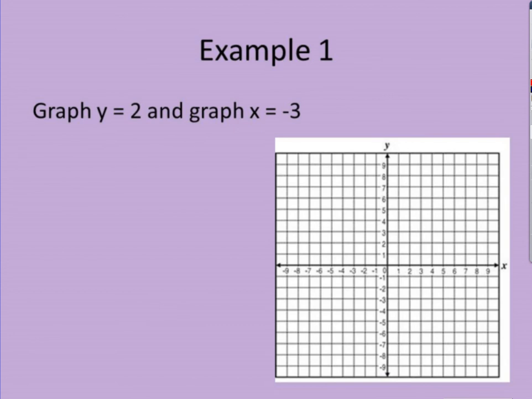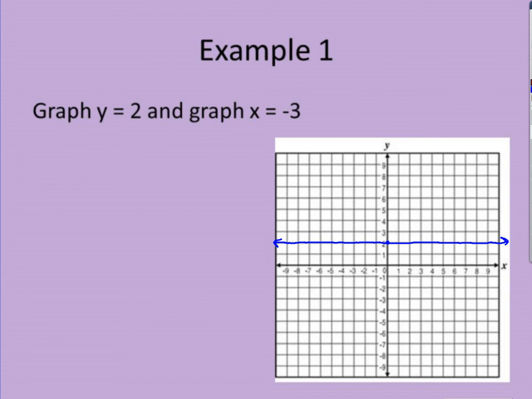We need to graph the equations y is equal to 2 and x is equal to negative 3. Where y is equal to 2 is right here on the graph. So we need a graph where y is always equal to 2. That is going to be the horizontal line that goes through the y-axis at 2.